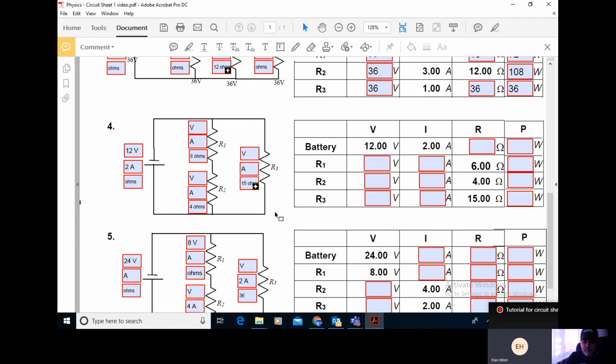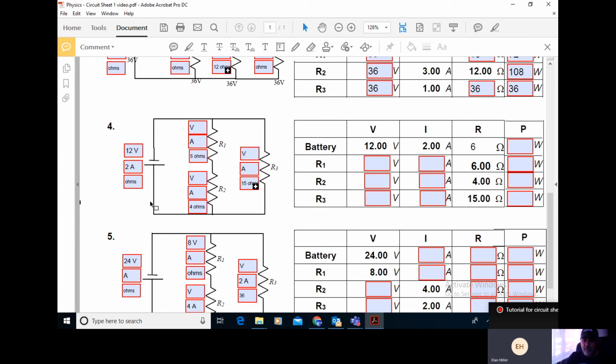On to number 4. Number 4 has 12 volts across the battery. Notice I do have an Ohm's law calculation I can do for total resistance: 12 volts divided by 2 amps is 6 total ohms of resistance. Okay, but other than that, here's what I know.